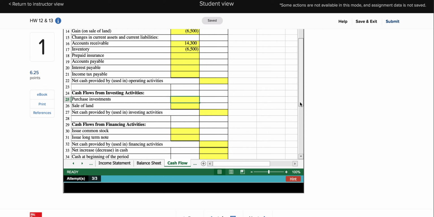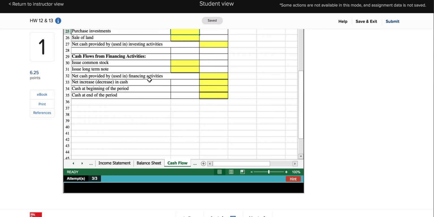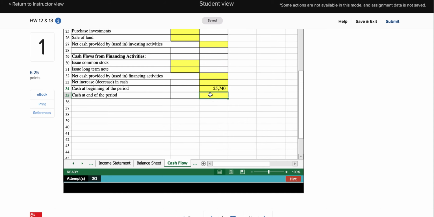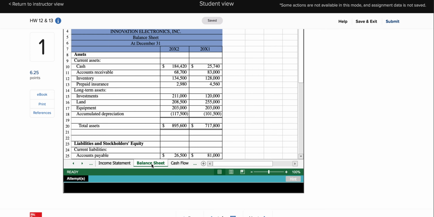When we get to the very bottom here, we have the cash at the beginning of the period. That is always going to be on the balance sheet, the cash balance from the previous year. The cash at the end of the period should be the net increase or decrease in cash plus the cash at the beginning of the period. The cash that you end up with here is going to be the combination of those two numbers, and it should again equal the 184,420 in this case. This is your check figure.